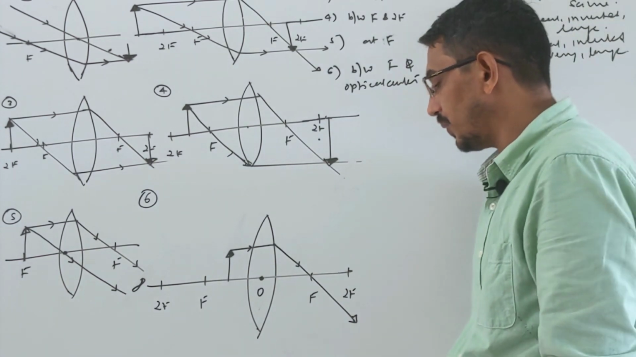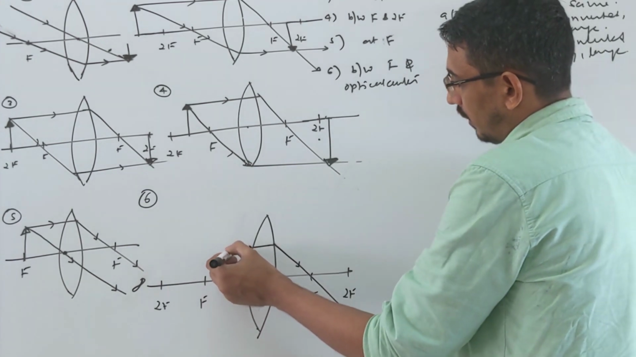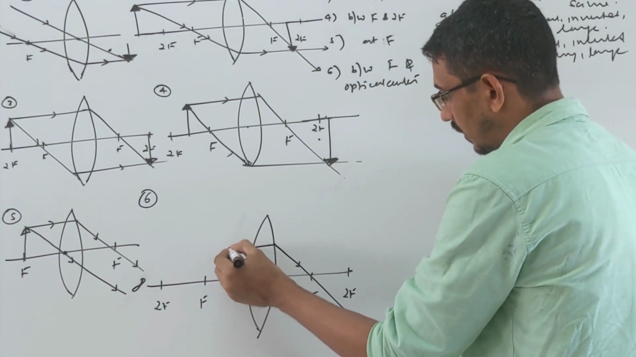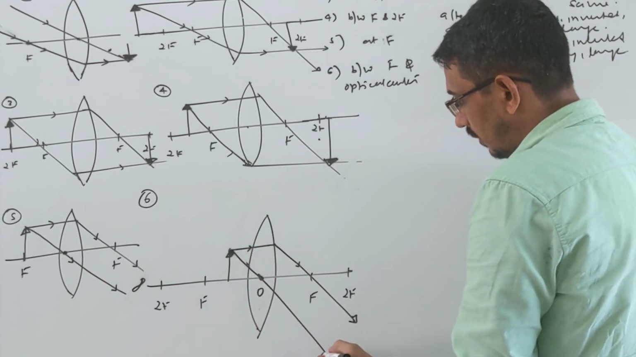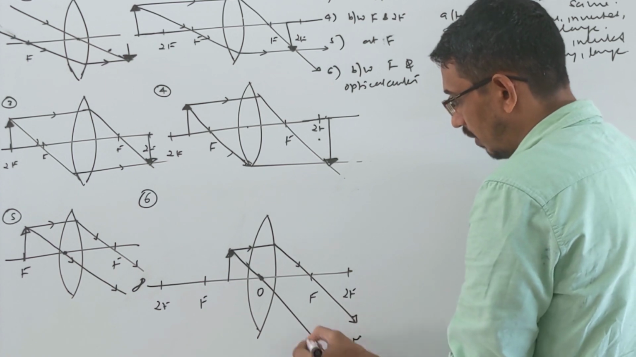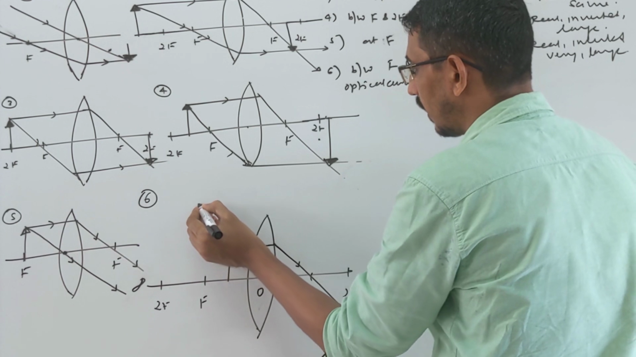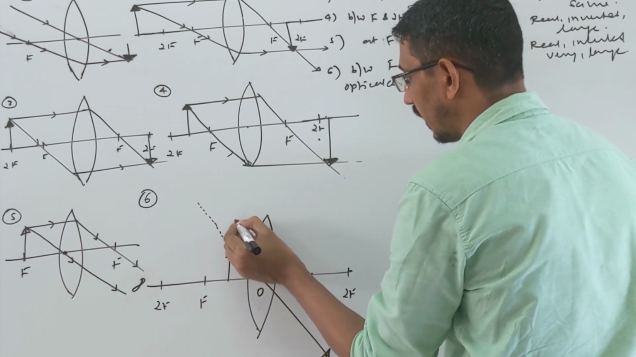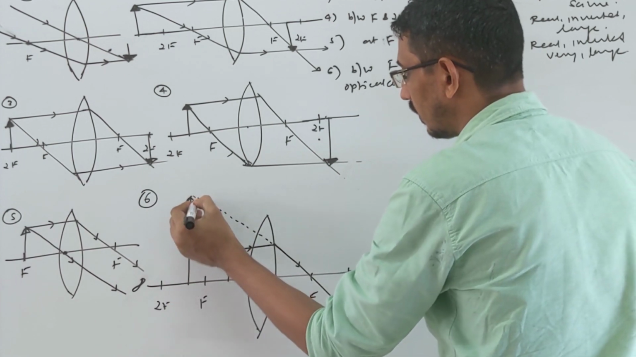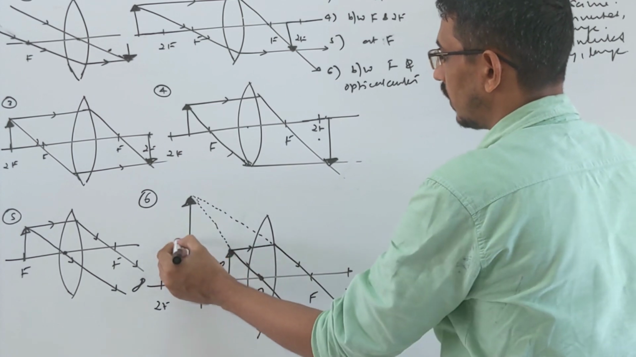Another ray you want to draw, but you know that directly you cannot draw. So what will you do? A ray passing through the optical center. These rays actually look divergent. They will never meet, but if you extend them backward, like here, this ray also you extend backward, then they will meet here somewhere, correct? So this is your object, that's your image.